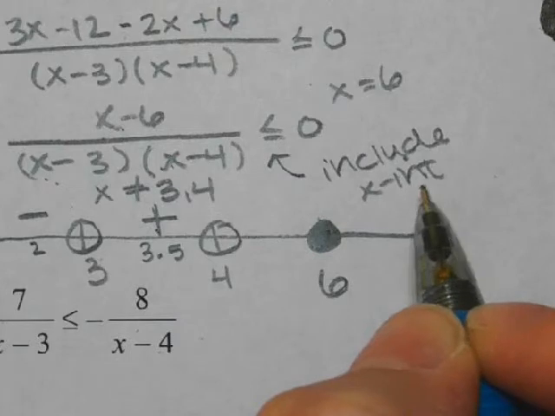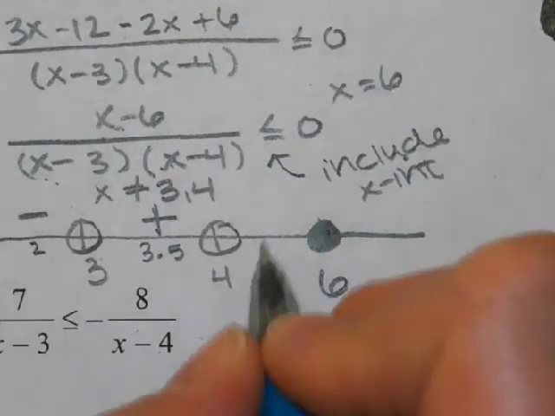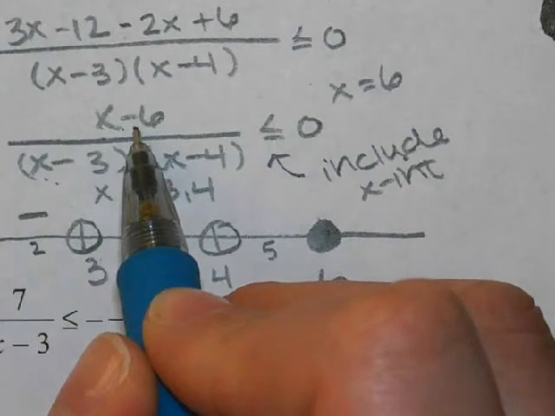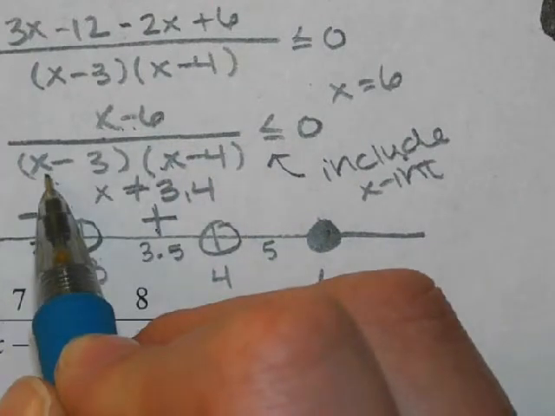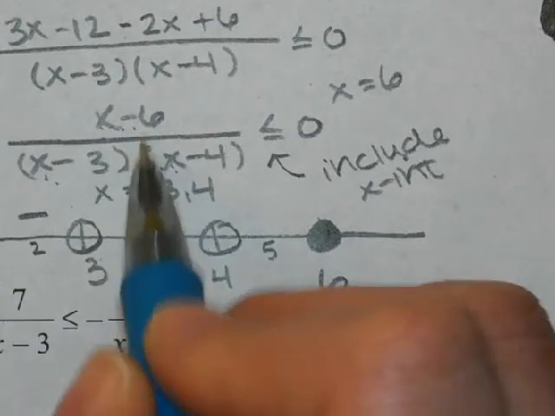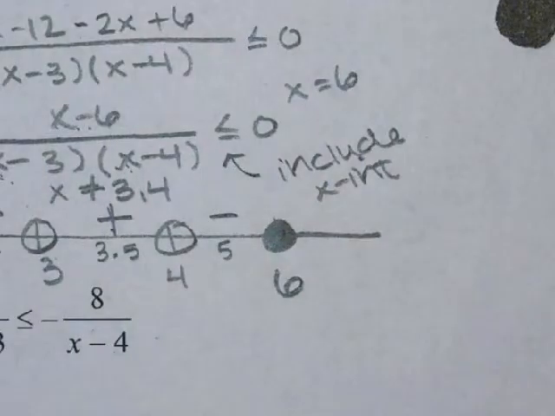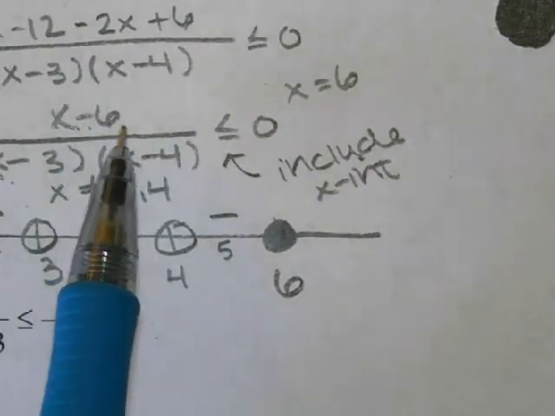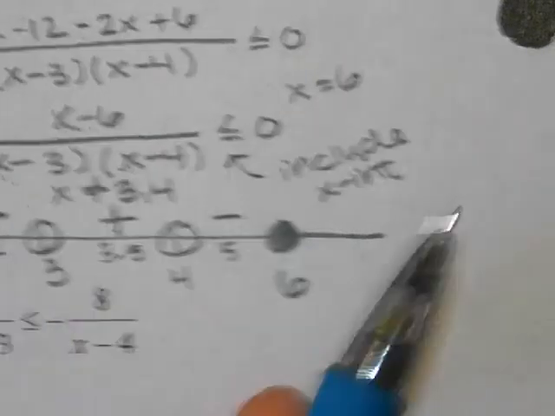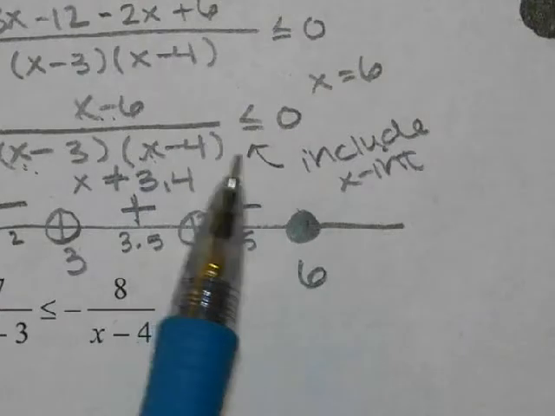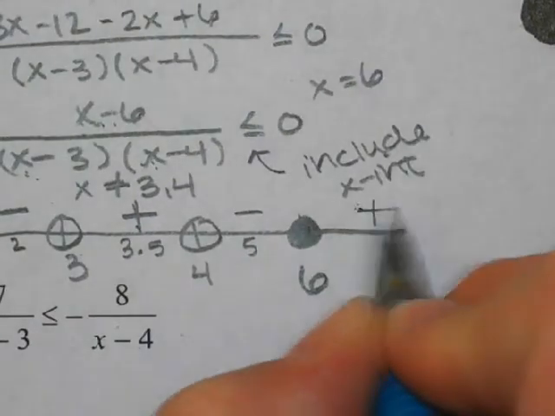What's between 4 and 6? 5. 5 minus 6 is negative. 5 minus 3. 5 minus 4. So that would be a negative. Okay. And then something bigger than 6. 7. So we have 7 minus 6, and 7 minus 3, and 7 minus 4. So they're all positive.